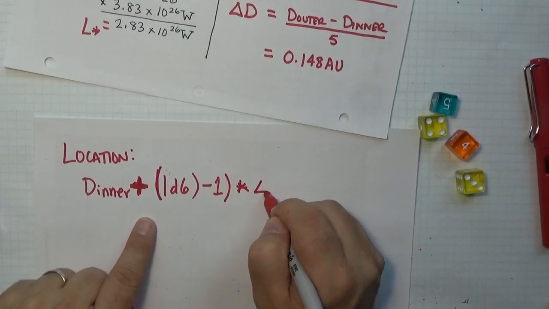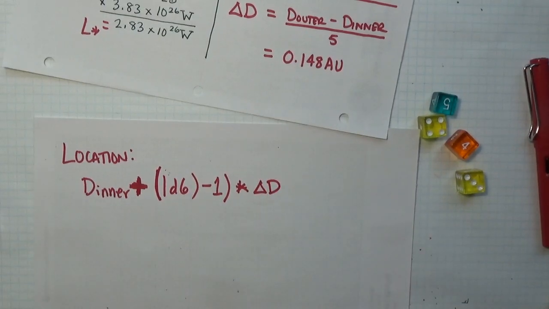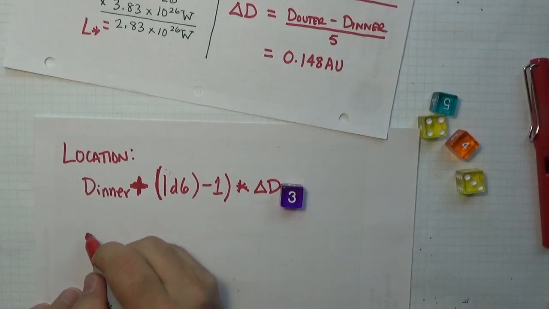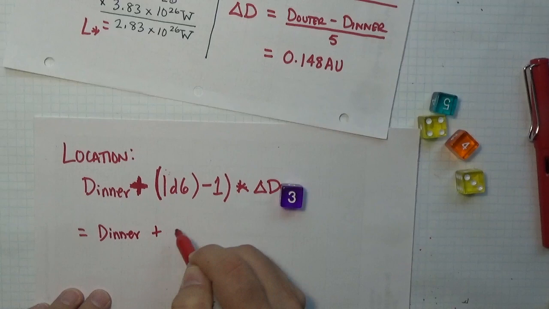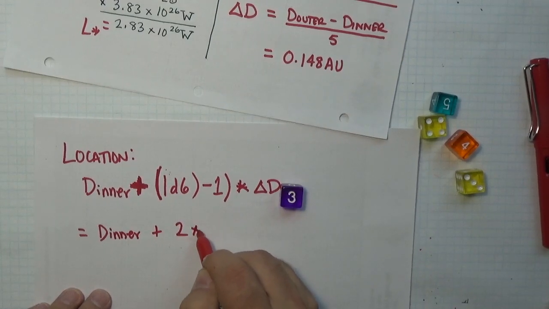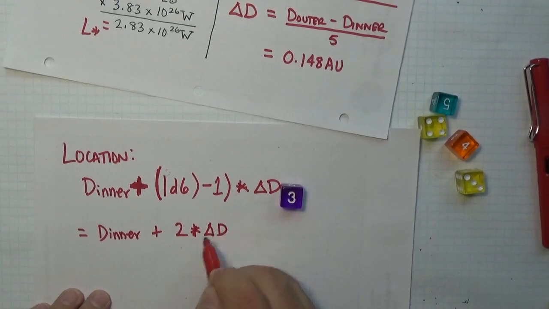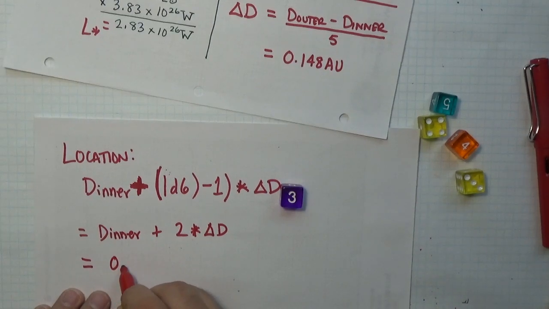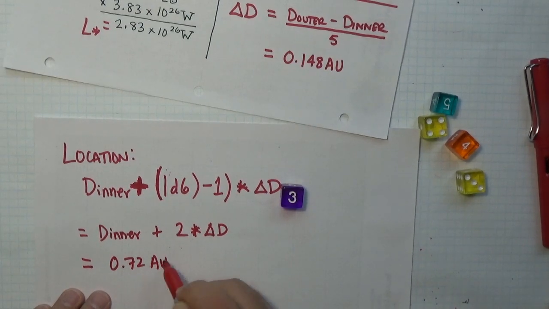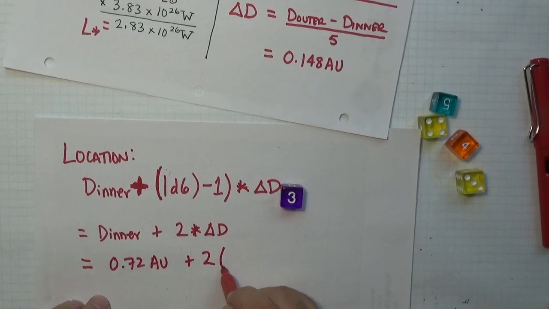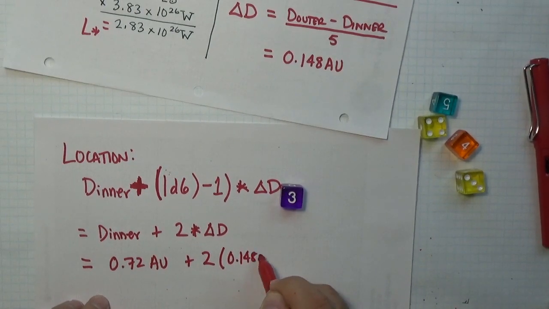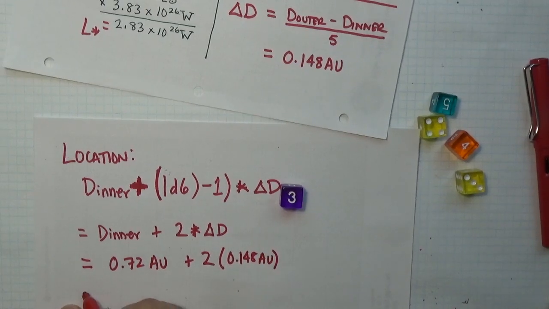Times delta D. So if I roll, I got a 3 there. Okay, so 3 minus 1 is 2. So the location of my planet is D inner plus 2 times delta D. So that is 0.72 astronomical units plus 2 times 0.148 astronomical units.